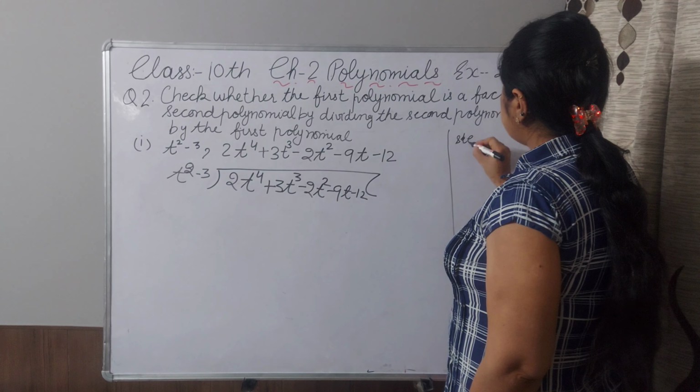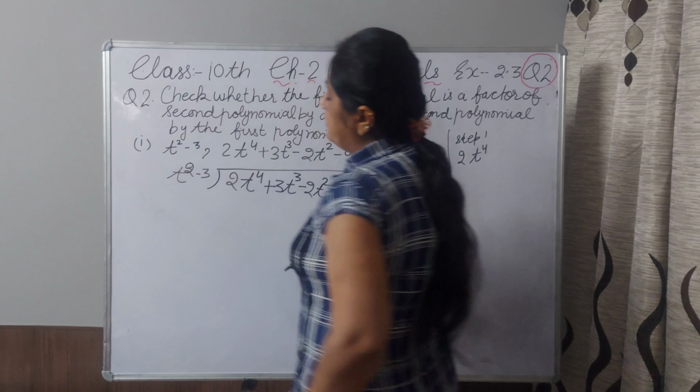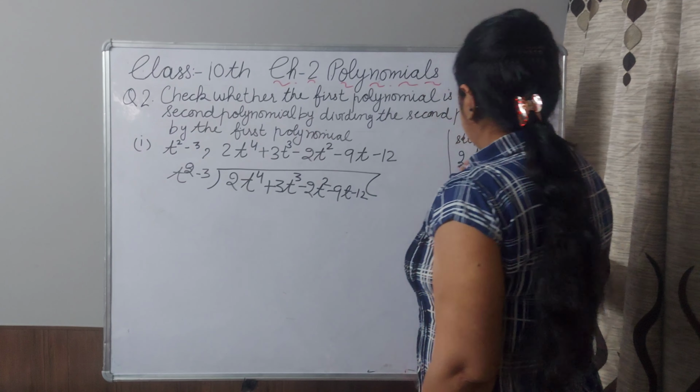For this polynomial, we will take the first term, 2t raised to power 4, and divide by the first term of the divisor, t square. What do you get? 2t square. We will write 2t square in the quotient. Now this 2t square multiply by the divisor t square minus 3. You will get 2t raised to power 4 minus 6t square. Now we will write this here.